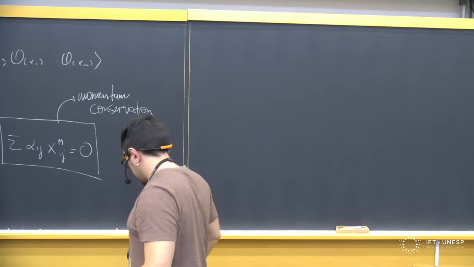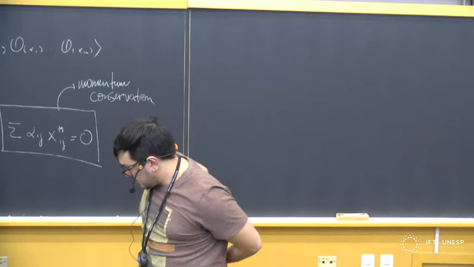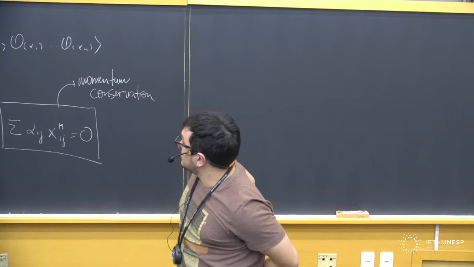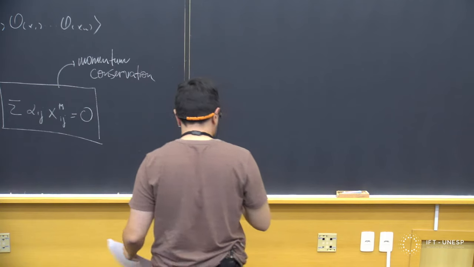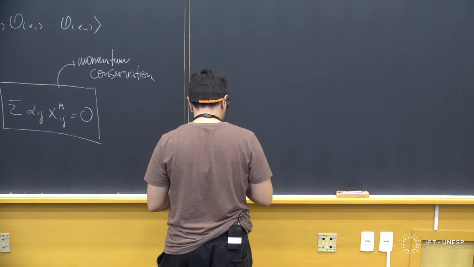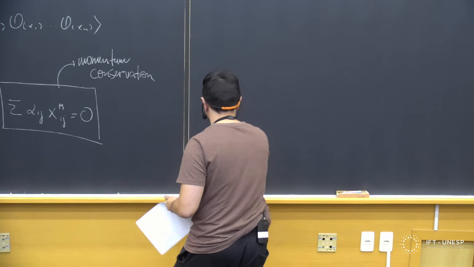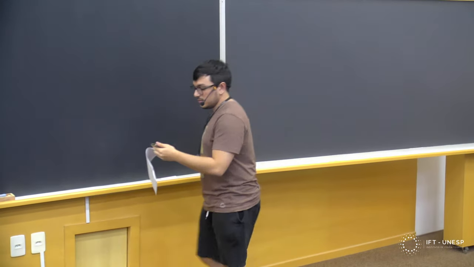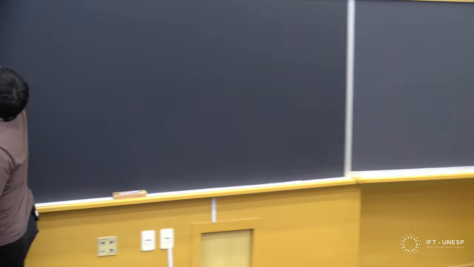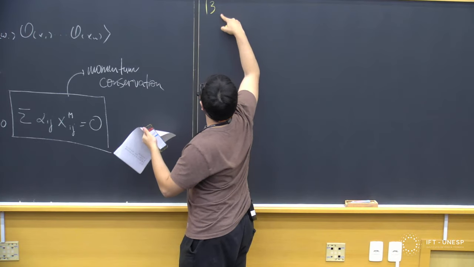Sure. Okay. Wait. Let me just set things up. Ah, I need to get the archive paper number. I forgot. Wait. Here, it's... I'll use yellow. It's 13.